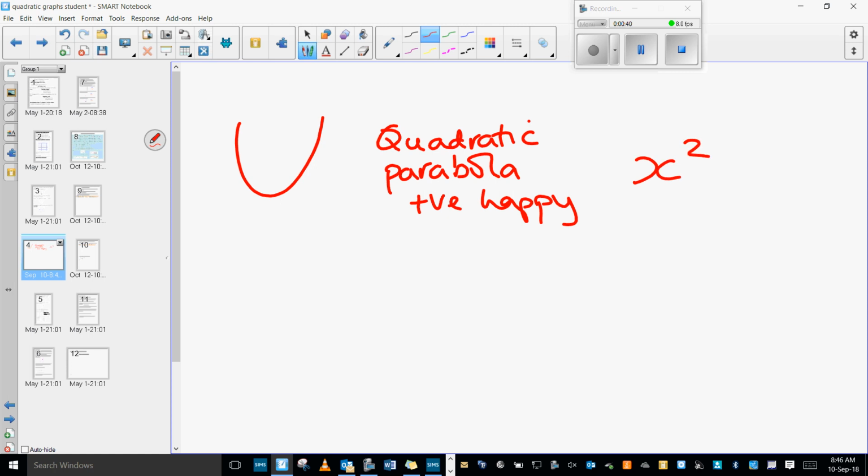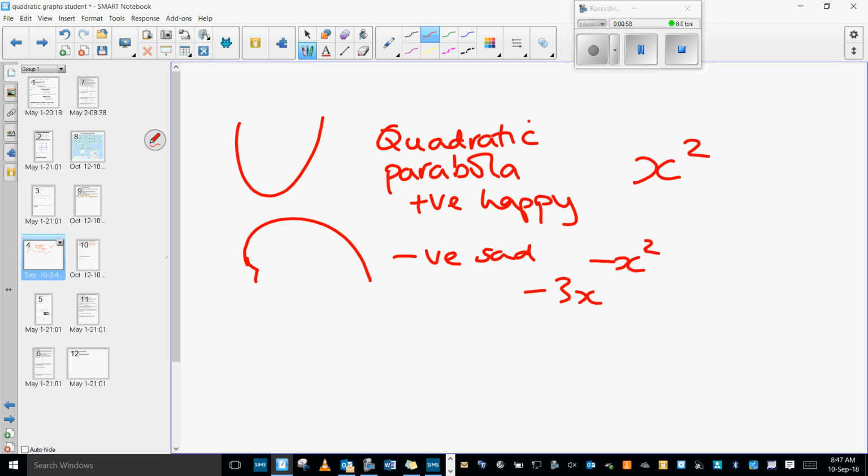If it looked like that, maybe kind of like that, what do we know about it? Yeah, it would be negatively sad. So in other words, it would have a negative x squared or a negative 3x squared or something.